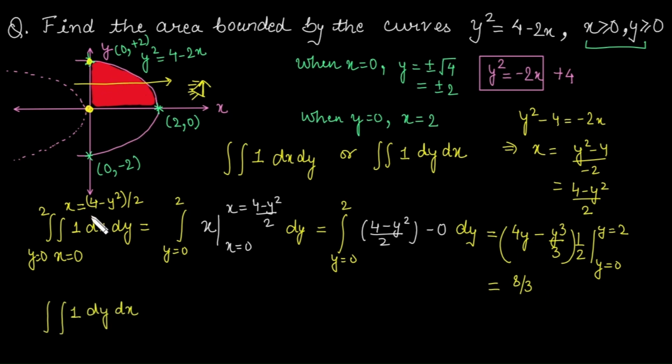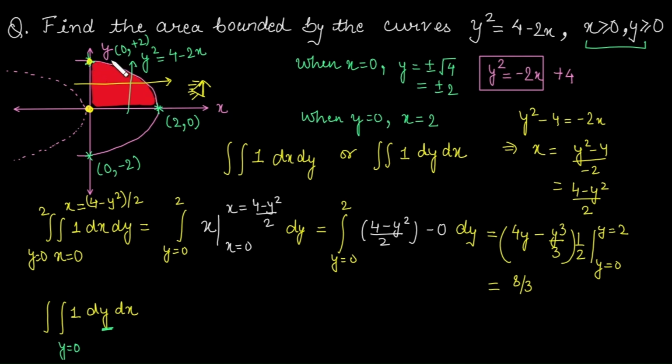Now in case you want the limit first with respect to y, then with respect to x, we need to take a line parallel to the y-axis. In this case, identify the entering curve. Entering curve is from where this imaginary line enters the region. That is always the x-axis. On the x-axis, what is the value of y? That is 0.